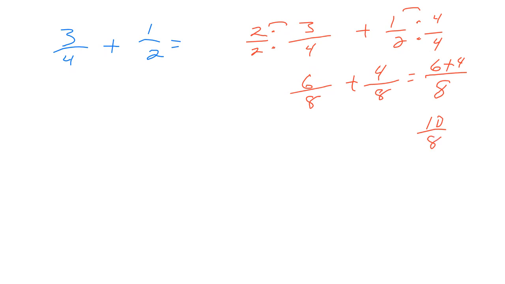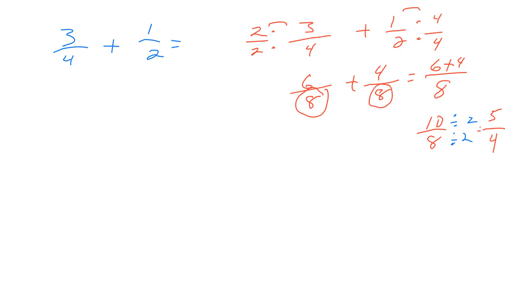Now you have to reduce a fraction if it can be reduced. And I know I can reduce this by dividing it by 2/2, because 2 goes into 10 evenly and 2 goes into 8 evenly. And that would give me 5/4. Okay? So I have to have like denominators. This is one way to do it.